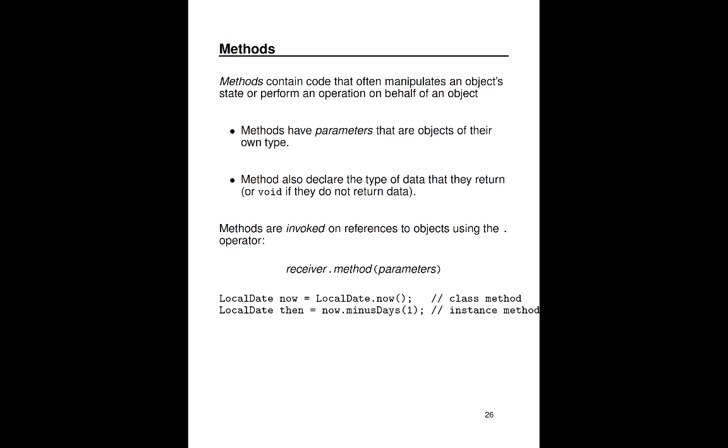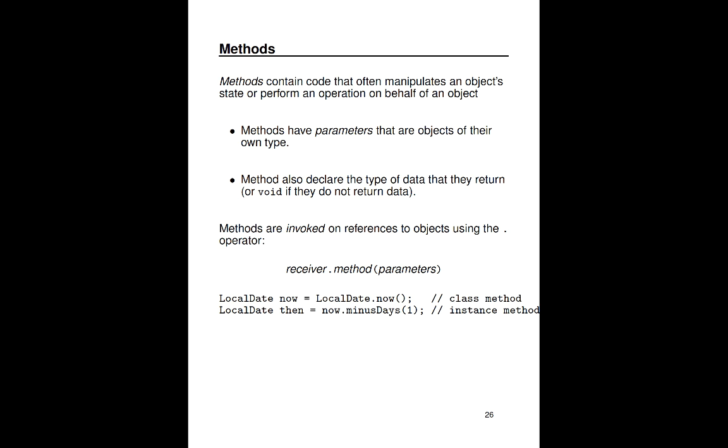Now, when you want to invoke a method, you do it on an object, or as we'll see, a class. So the whole idea is that there is a receiver of that method, and you pass parameters to it. Down here at the bottom of the slide, there are a couple of examples of invoking methods. The first is a class method, a static method called now on a class called LocalDate. This is a class that we'll learn about in later slides, that basically represents a point in time, a date.